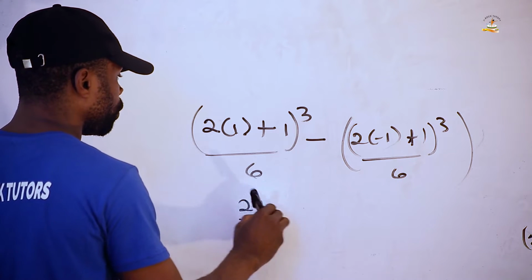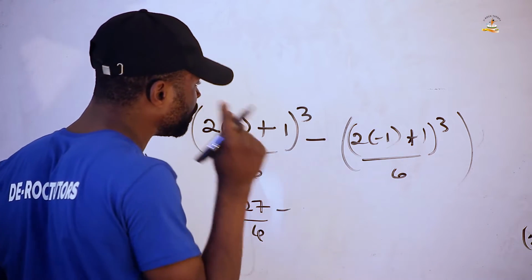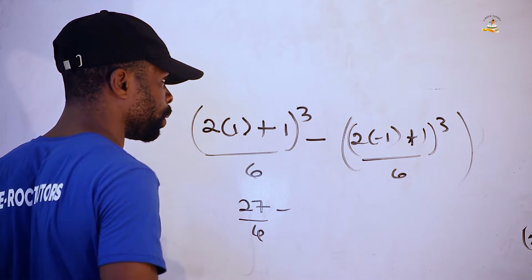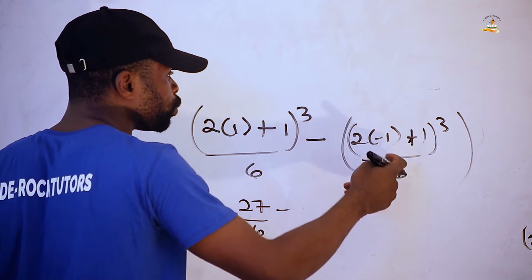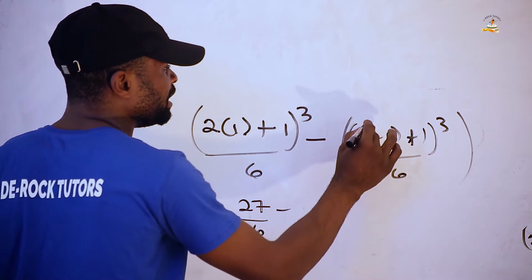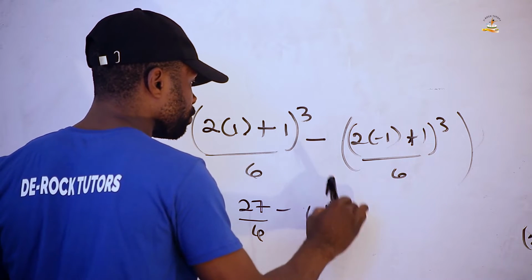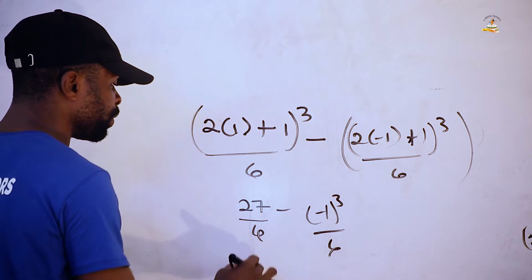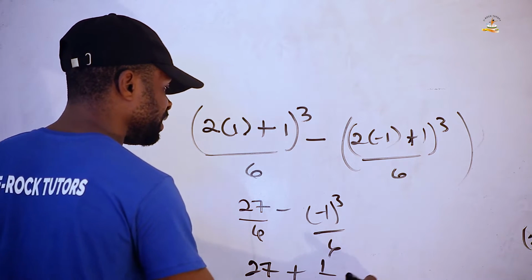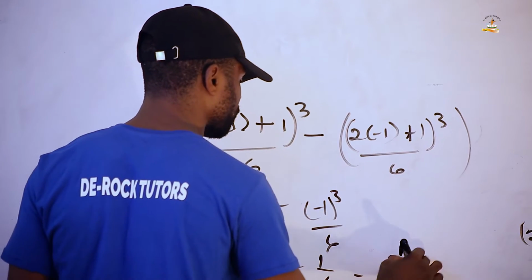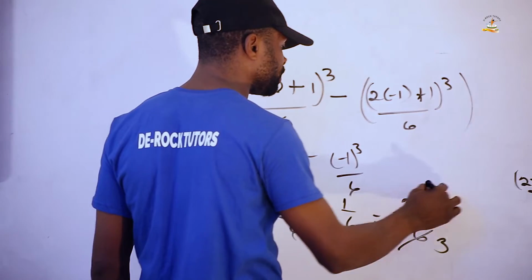So we have 27 over 6 minus, for this one, 2 times -1, which is -2, plus 1 is now -1. The result of this particular one is -1, and -1 cubed over 6. So we're going to have 27 over 6 plus 1 over 6. The LCM is 6, and we have 28 over 6. We can reduce to the least fraction: 2 goes here, 3, and 2 goes here, 14.